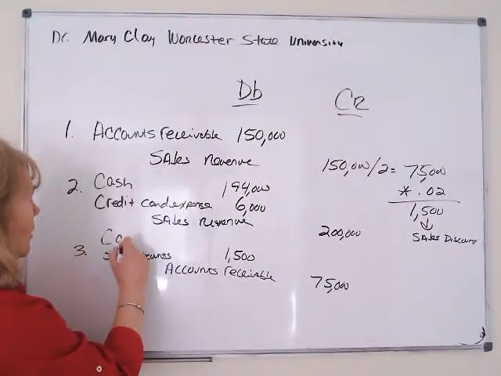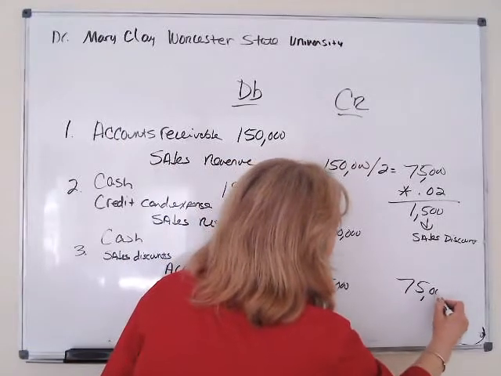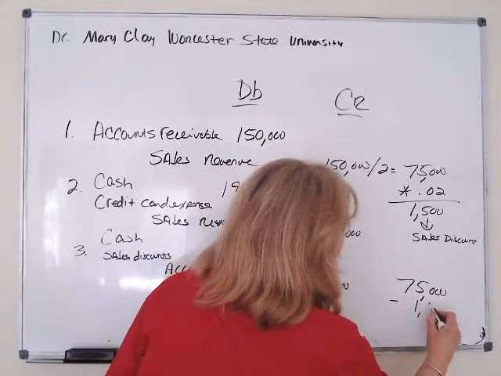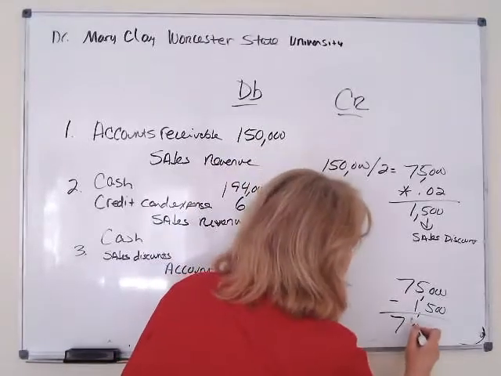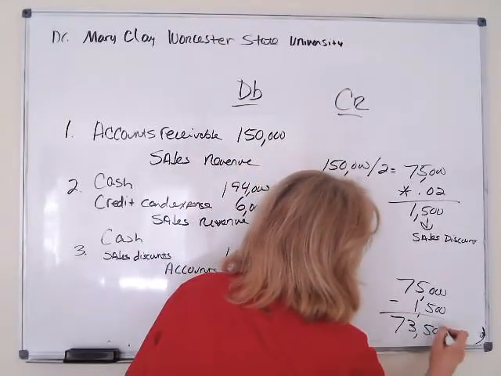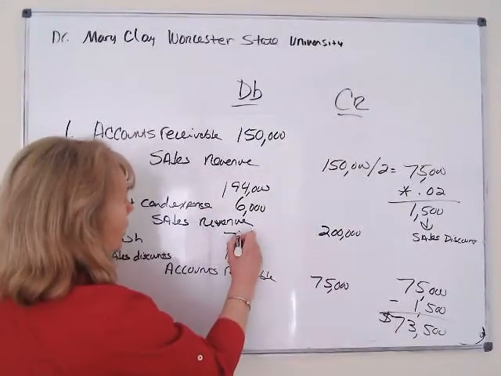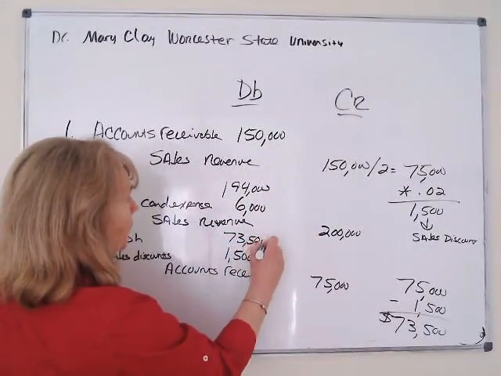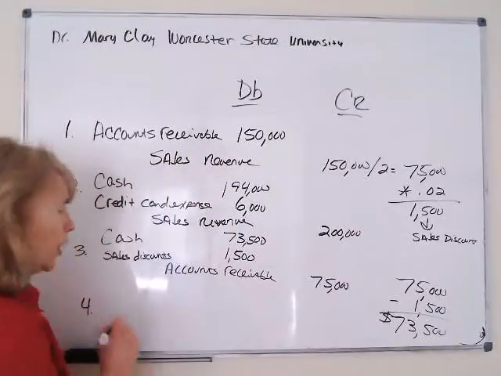I will do the cash last. I'm going to take the $75,000 and subtract $1,500. So the cash that I actually get is only $73,500 because I had to pay a fee. So I debit cash $73,500. Okay? That's number 3. All right, I go to number 4 now.